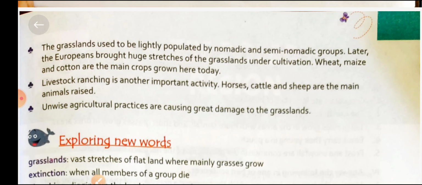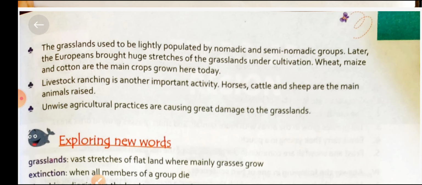Later the Europeans brought huge stretches of the grassland under cultivation. These grasslands were captured by European traders, and the semi-nomadic people were gathered in the center of the grassland. Wheat, maize and cotton are the main crops grown here today.